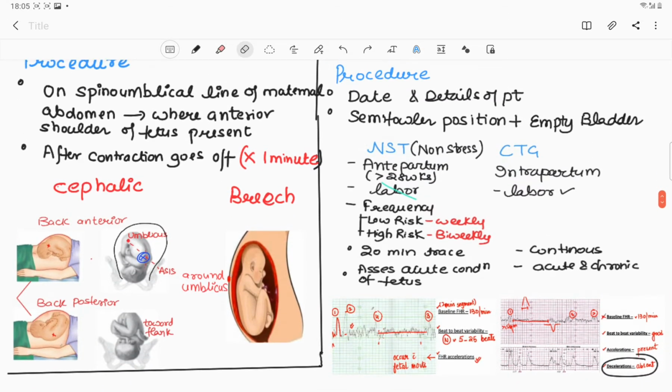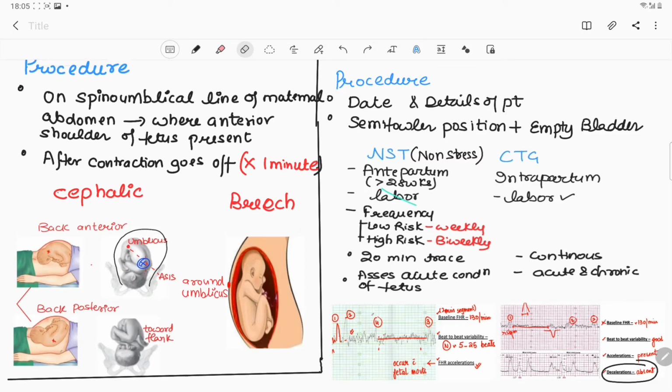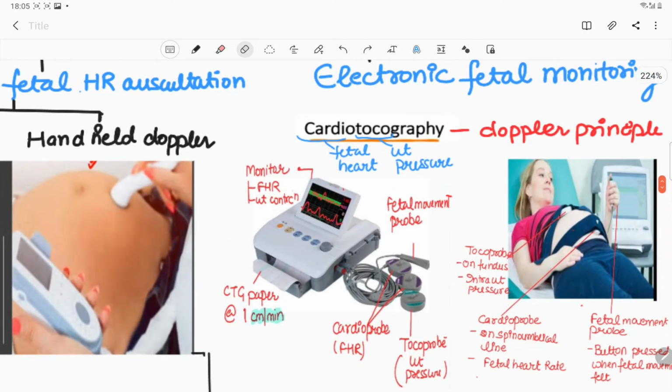Let's discuss the procedure. First, we have to mention the date and details of the patient. Then the patient is asked to lie down in the semi-Fowler position with an empty bladder, like this.